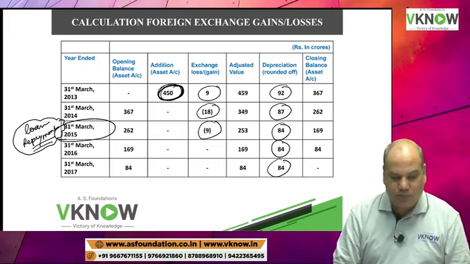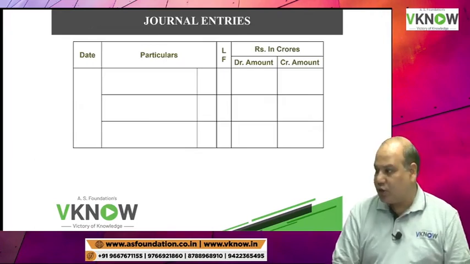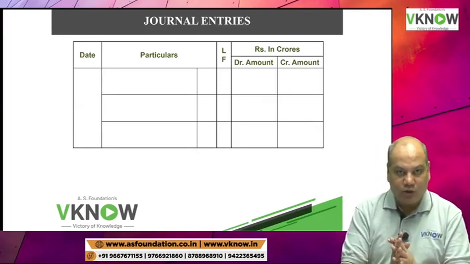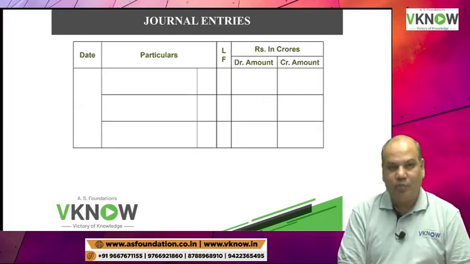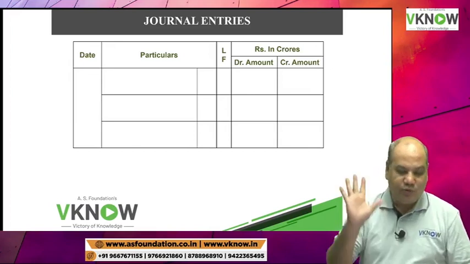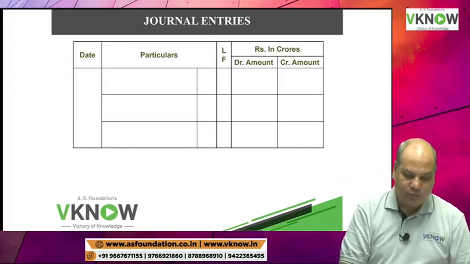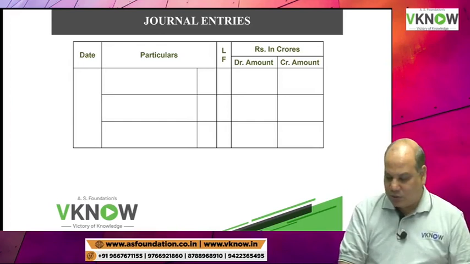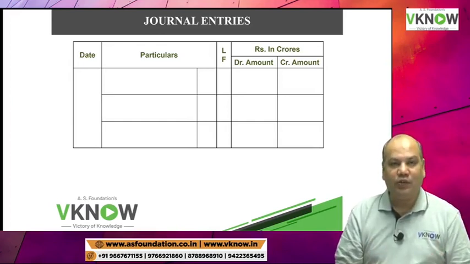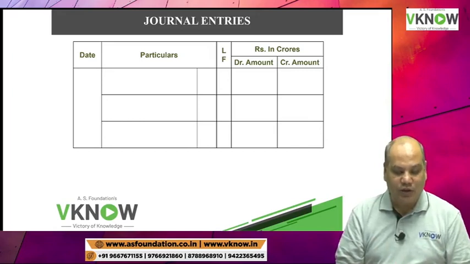Gupta, no query. Pawar, no query. Tanya, no query. Okay, so write down journal entries. One full page, 1.5 pages, because 5 years are involved. Oh my God. This question is waiting to be asked in the exam. Waiting list is clear.